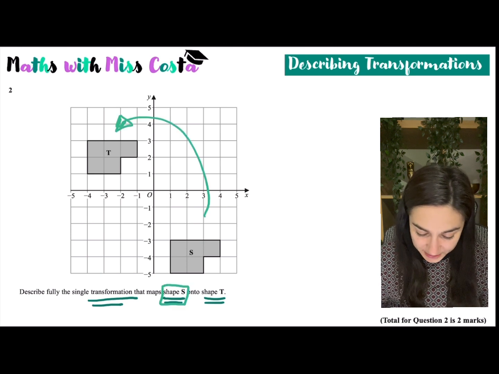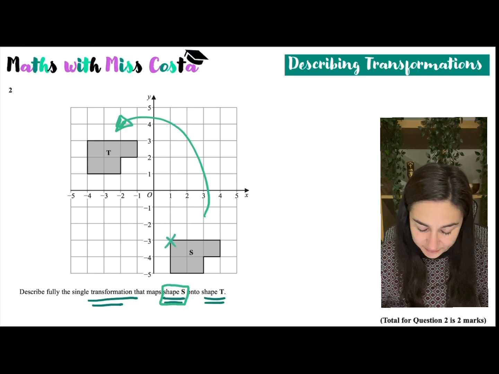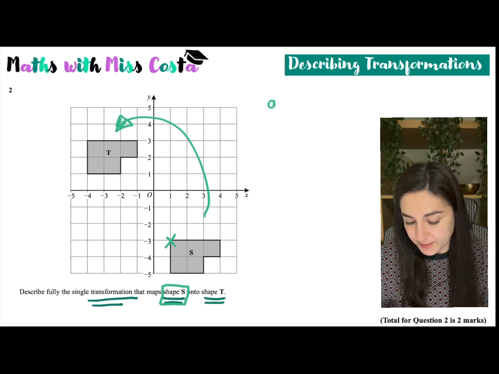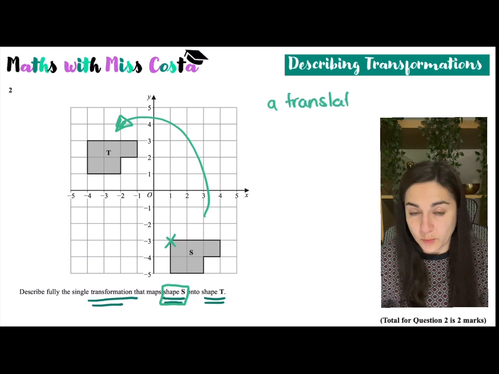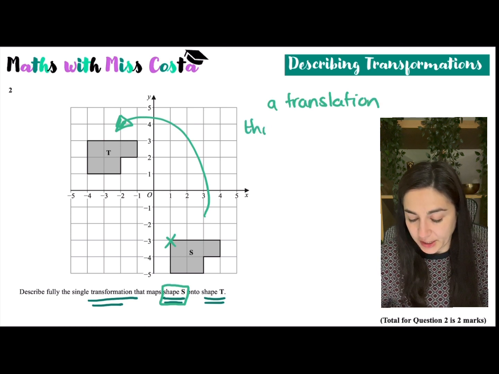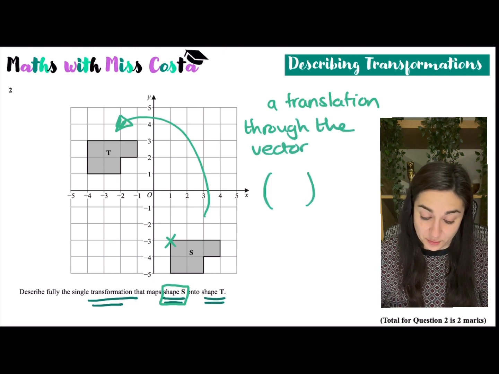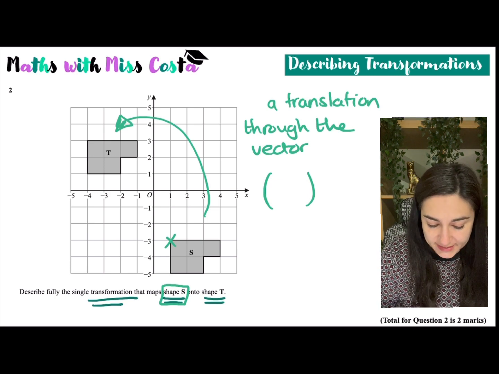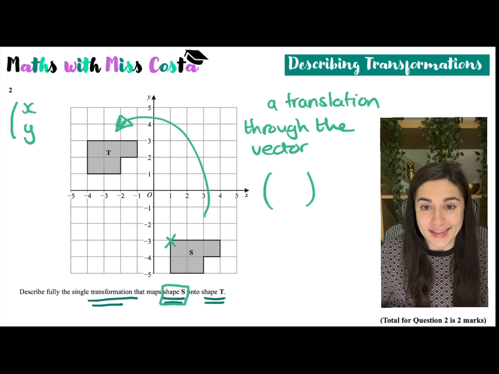So let's pick a point on shape S. I'll pick this point, 1, minus 3. And what do I do to move it to shape T? So I can say that it is a translation because it is a movement. And then what I need to do when I'm talking about translations is say that it's going through the vector, and then find out what the vector is. Whenever you're writing vectors, you write the x value at the top and the y value at the bottom.